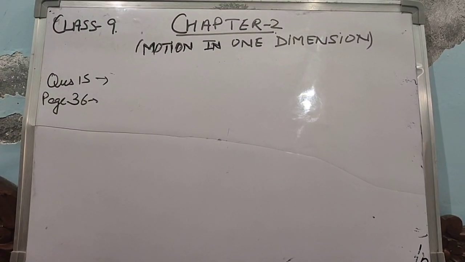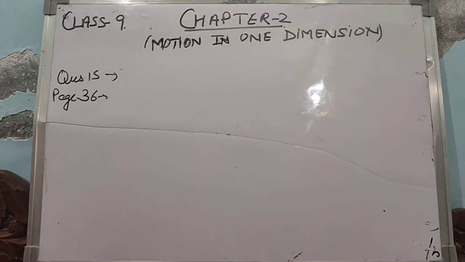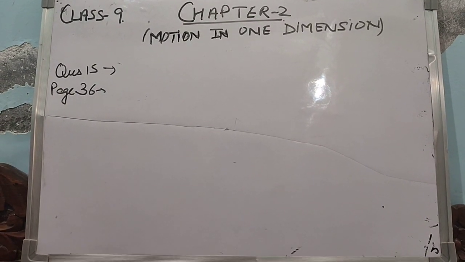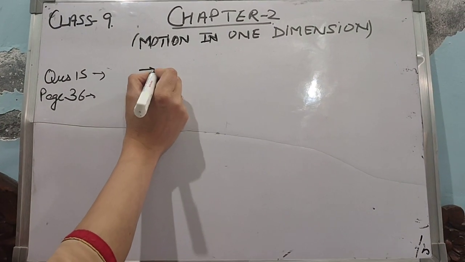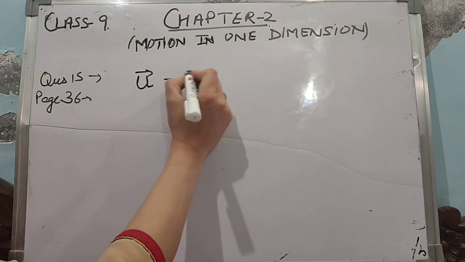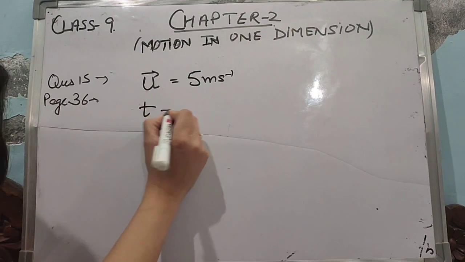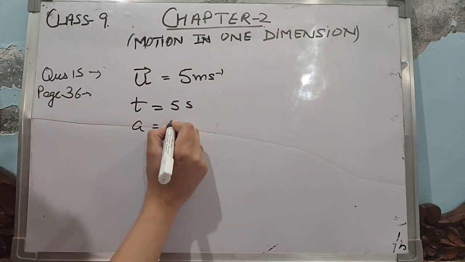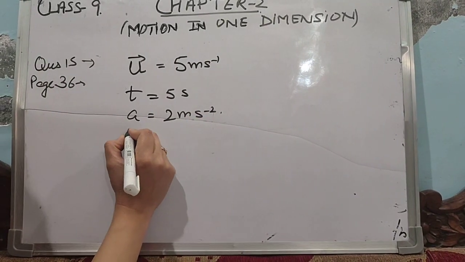Next numerical is numerical number 15, again on the same page number 36 of the book. I am reading the question for you. A bicycle initially moving with a velocity of 5 meter per second, means the initial velocity denoted by u is 5 meter per second, accelerates for 5 seconds, so time is 5 seconds, and the acceleration is 2 meter per second square. You have to find the final velocity of the body.